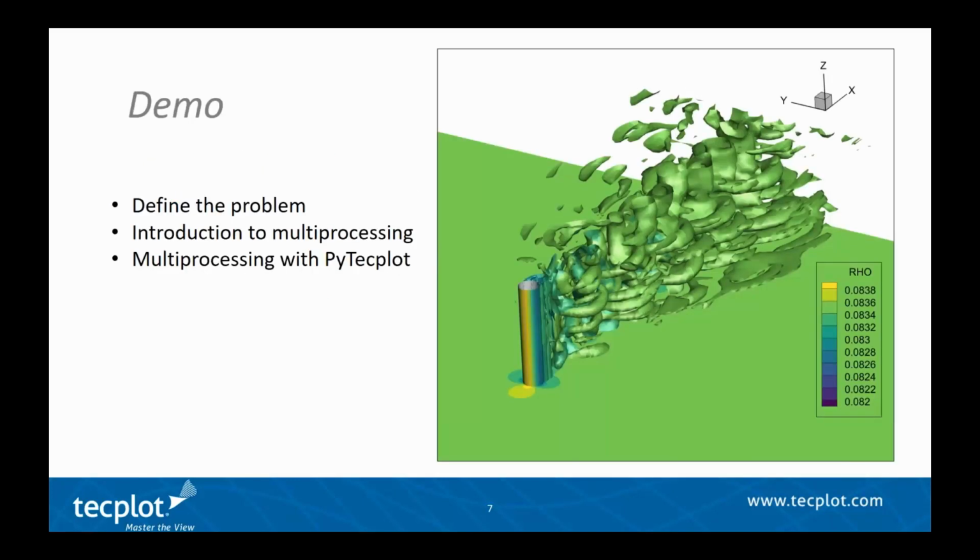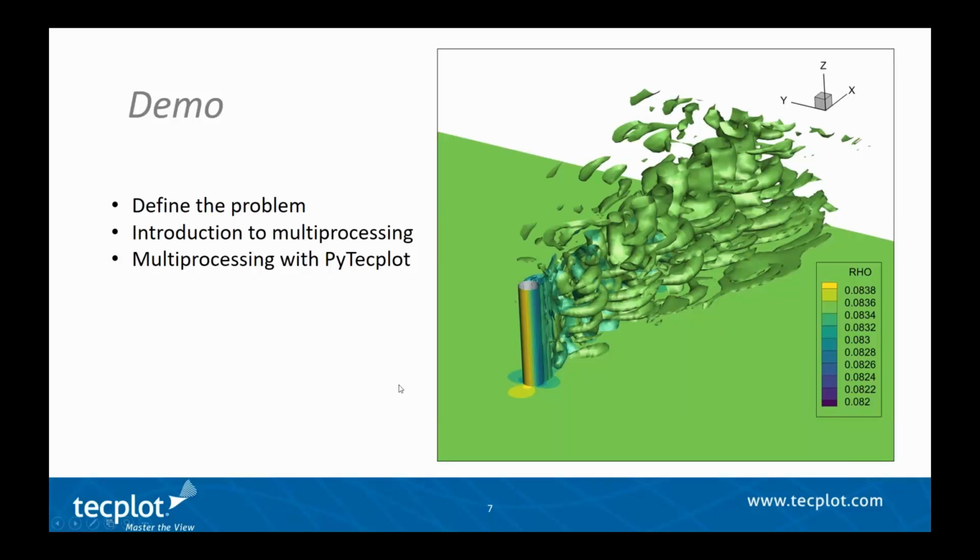Okay, so with that, I'm going to jump into a demo, and what we're going to do is first define the problem that we want to solve here. In this case, we have a simulation of flow around a cylinder with a number of time steps, so this is a transient simulation. We're going to give a brief introduction to the multiprocessing toolkit, and then we're going to show how to use the multiprocessing toolkit in conjunction with PyTecplot.